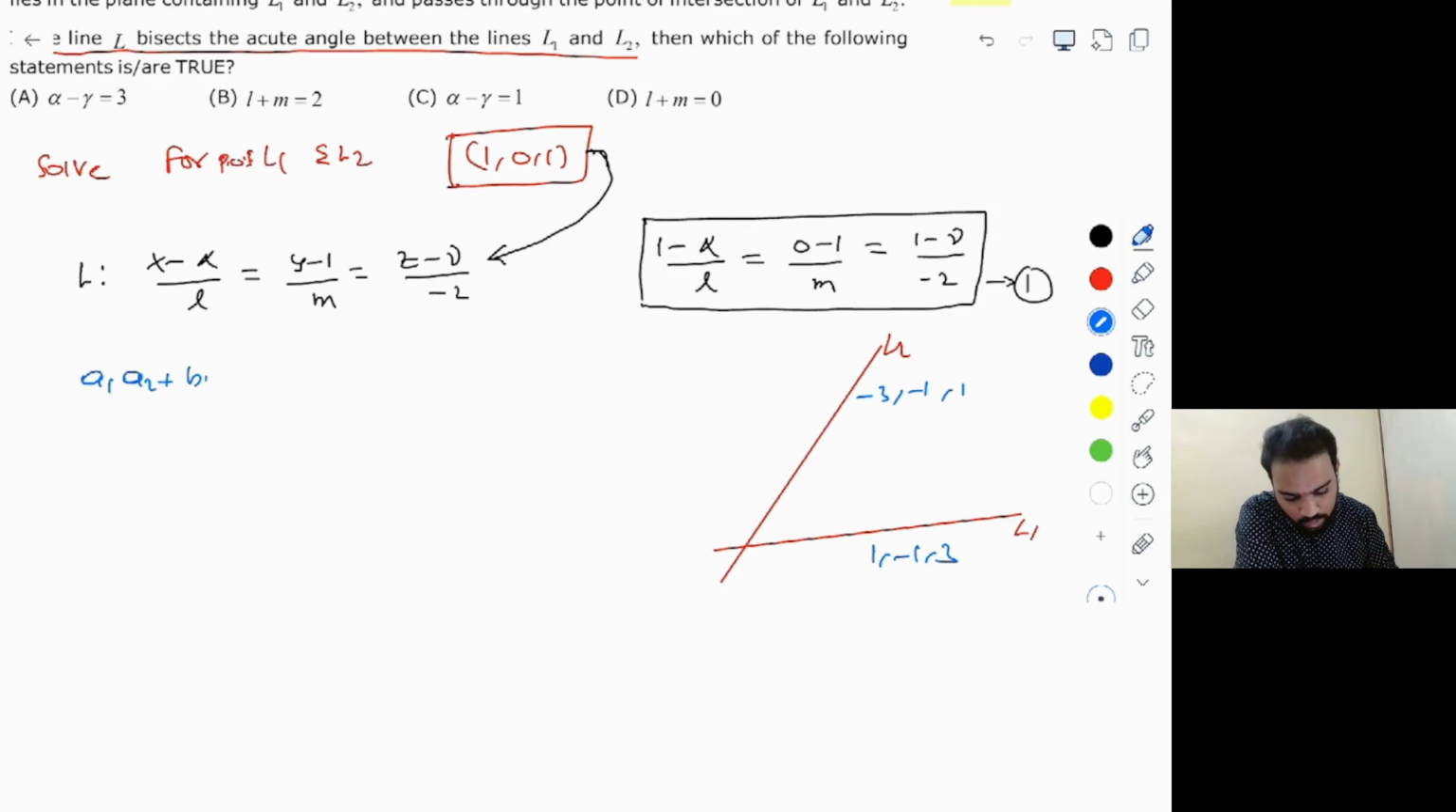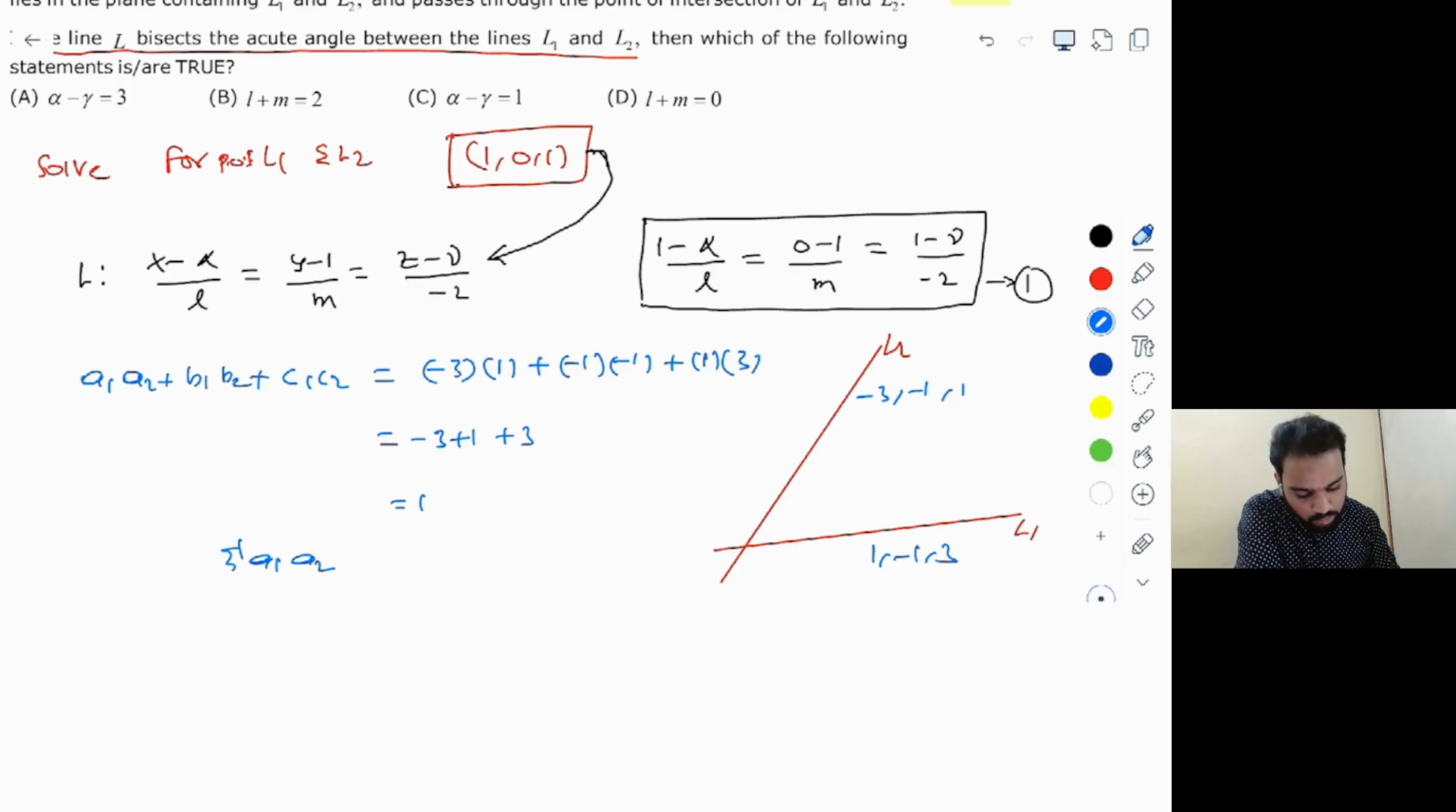So I'm going to find A1A2 plus B1B2 plus C1C2 for this set of DRs given here, which is -3 multiplied by 1, plus B1 into B2 means -1 into -1, plus C1 into C2 means 1 into 3, which gives -3 plus 1 plus 3. So that equals 1, which means A1A2 plus B1B2 plus C1C2 is greater than 0 for this set of DRs. So if you take it this way, you get the acute angle between them.